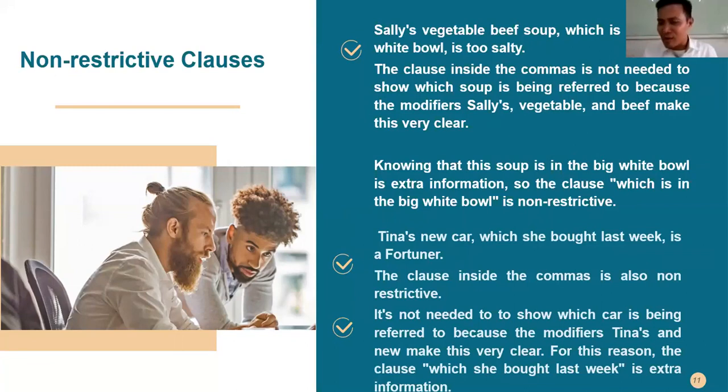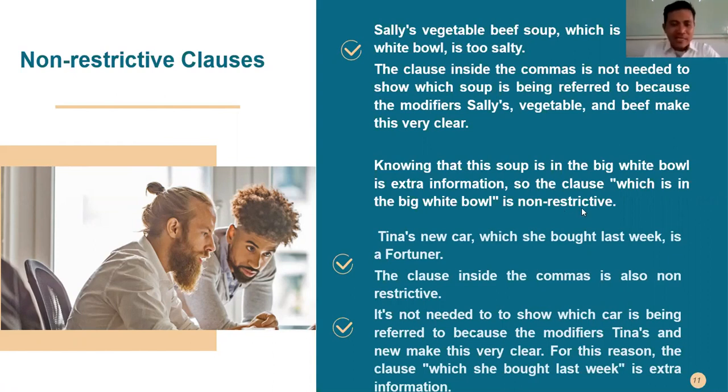Whose soup is salty? I told you, Sally's vegetable beef soup. So when I say Sally's vegetable beef soup is too salty, that's fine. You don't need to ask again, because it's understood already. The clause inside the commas is not needed. It's not really necessary, but it gives more information. Knowing that the soup is in the big white bowl is extra information, so the clause "which is in the big white bowl" is non-restrictive.